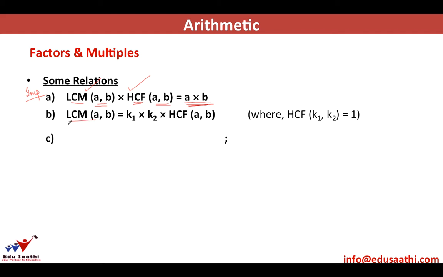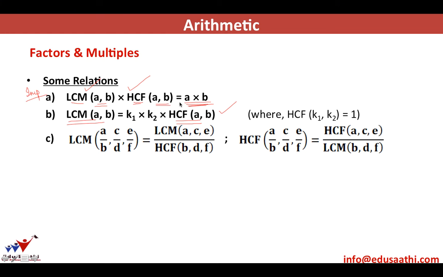Now, LCM is always a multiple of HCF. So if I know HCF, LCM will always be a multiple of HCF. Third one being, if I have to find out the LCM of fractions, I will split up the numerators and denominators. So I'll look at the numerators separately and denominators separately. If I have to find out LCM, I will find out the LCM of numerators divided by HCF of denominators. Or if I have to find out HCF of fractions, I'll just follow the other way round. I'll take the HCF of numerators divided by LCM of denominators.